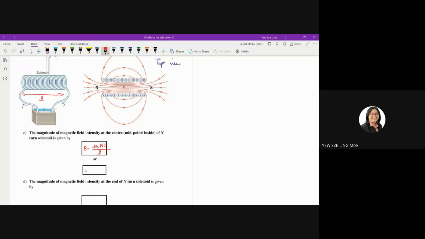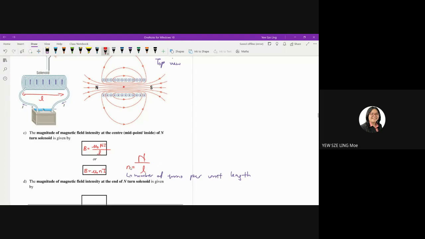Now this equation can be written as B equals mu naught small n I, where small n is the number of turns per unit length. Number of turns per unit length. I want you to add this equation in your book, sendiri tambah di tepi dia, N over L, capital letter N over L, number of turns per the length of the solenoid.